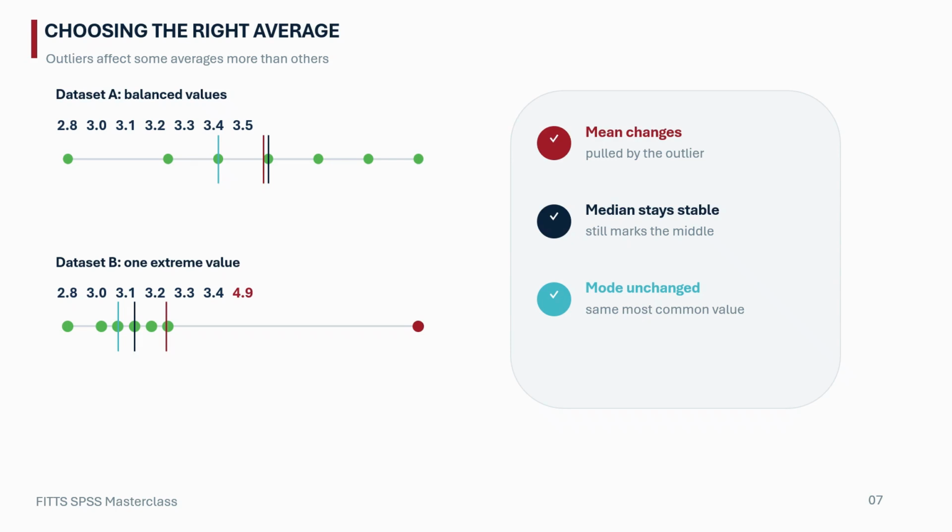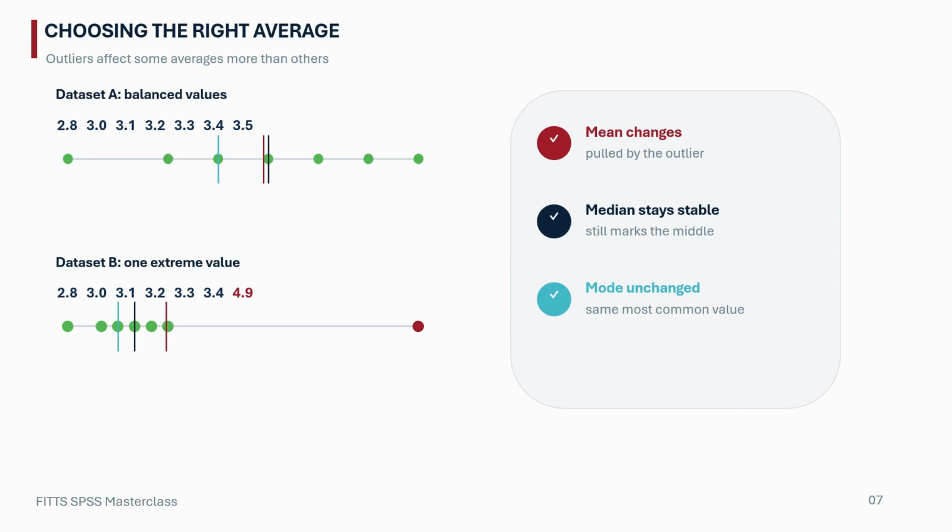Now notice what happens when we introduce one unusually large value into the second data set, which is B. That single observation pulls the mean away from the rest of the data, even though most of the observations haven't changed. The median, however, remains close to the center because it focuses on the middle position rather than the size of every value. The mode also remains unchanged if the most frequent value hasn't changed.